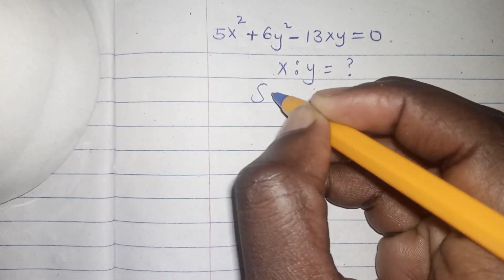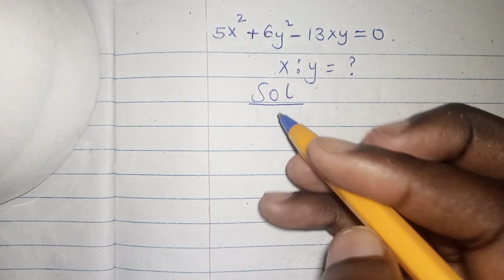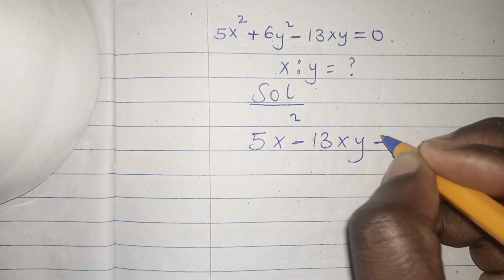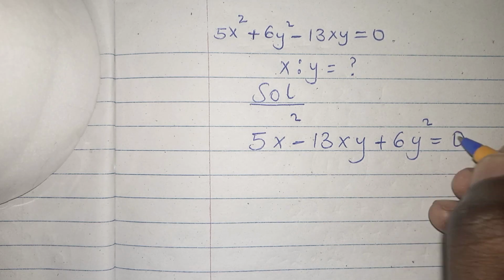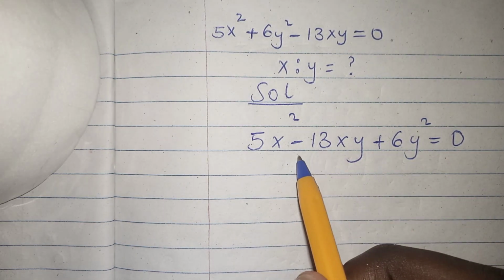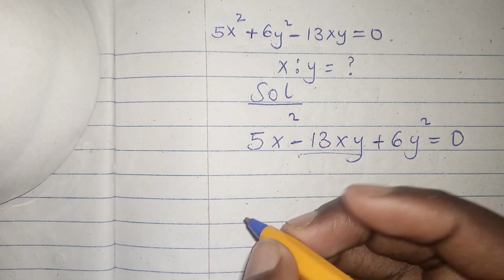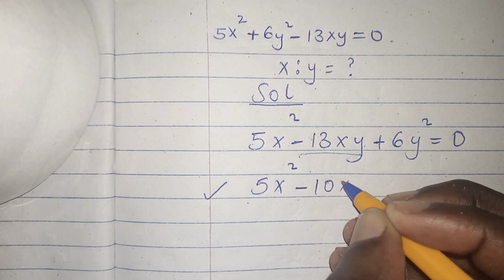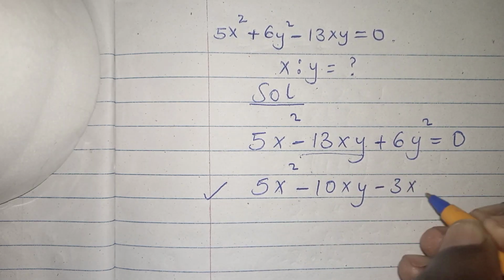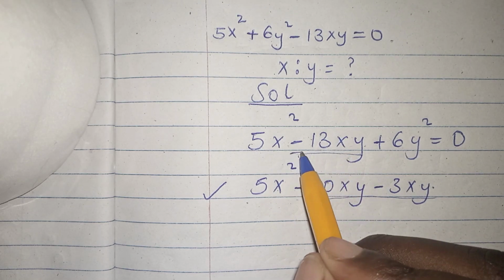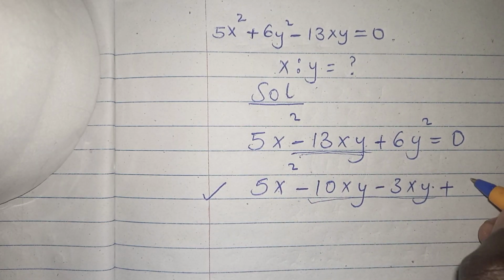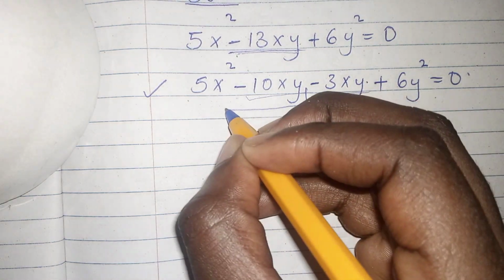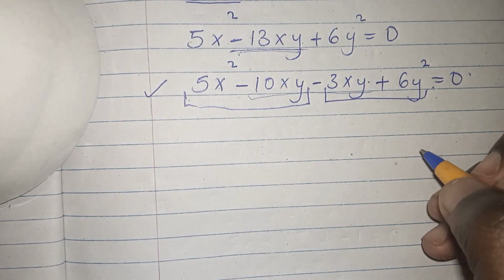So our first step, so this is our solution. We shall then write it as 5x squared minus 13xy plus 6y squared is equals to 0. Okay. So then we shall present this 13xy as, so this will be 5x squared minus 10xy minus 3xy. So all this gives us negative 13xy, right? Plus 6y squared is equals to 0. So we shall now consider this as our first term and this as our second term.